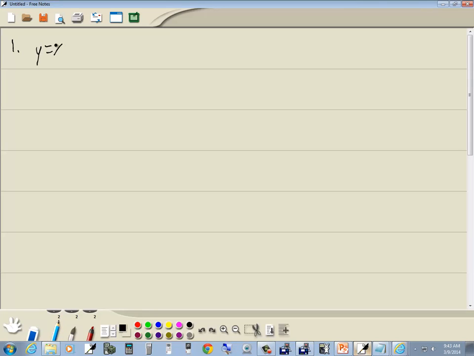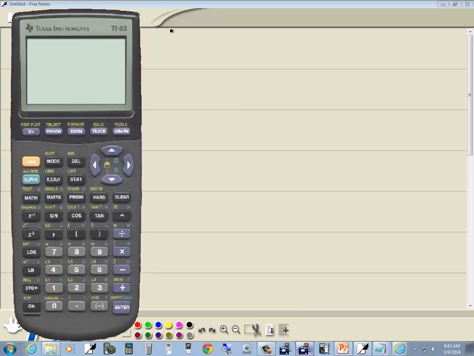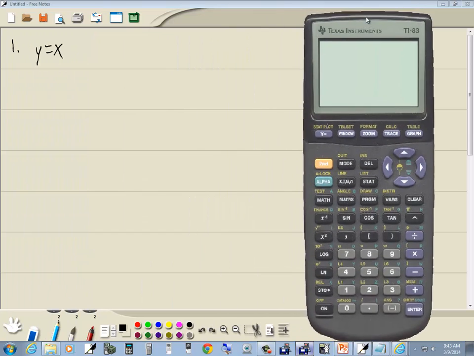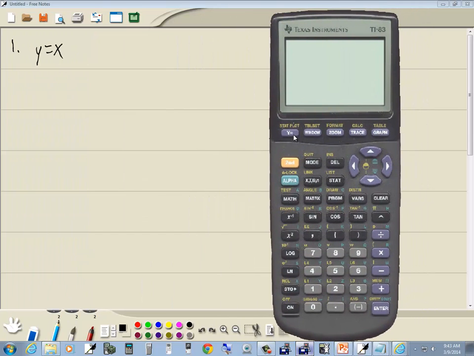Y is equal to x. Come over here, let's turn it on, and I'll press my Y equals, clear to clear out whatever was in the line, and then I'll push the X key. That's the one next to the alpha that looks like X, T, theta, n. I'll push that, and that puts the x on there, and then you press graph, and that'd be your answer.